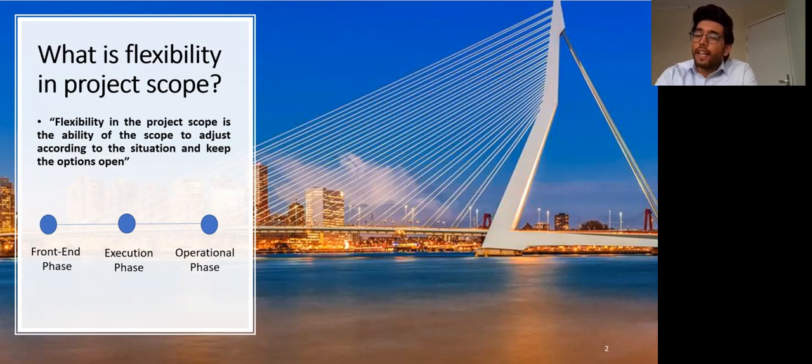A project is divided into three different phases. The first one is the front end phase, the second one is the execution phase, and the last one is the operational phase. So in this research, we focused on the front end phase in which the scope is defined and plans are made.